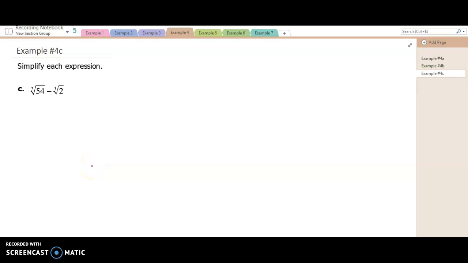All right, now C is a little more difficult because if we look at this, we see the third root of 54 and the third root of 2. Okay, so as they are right now, we cannot combine these because they have different bases. Okay, but what we can do is let's simplify the third root of 54. Okay, so let's break 54 down.